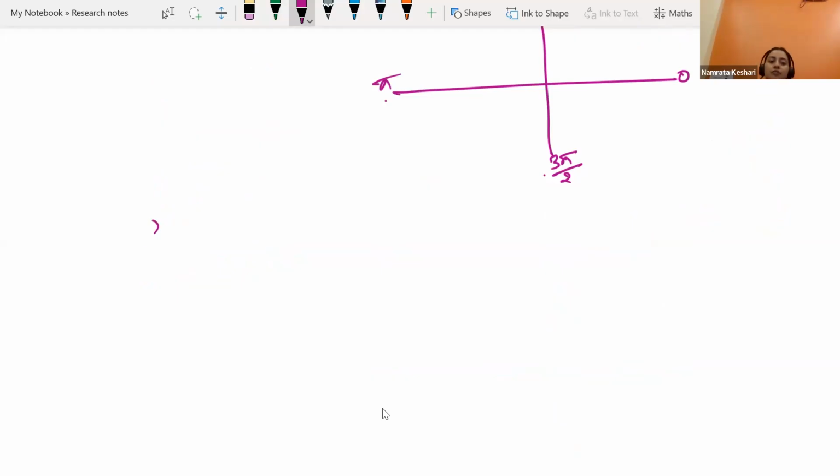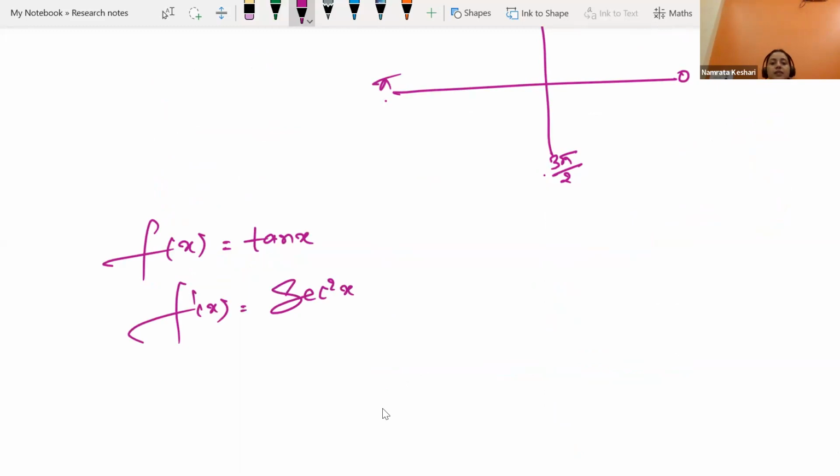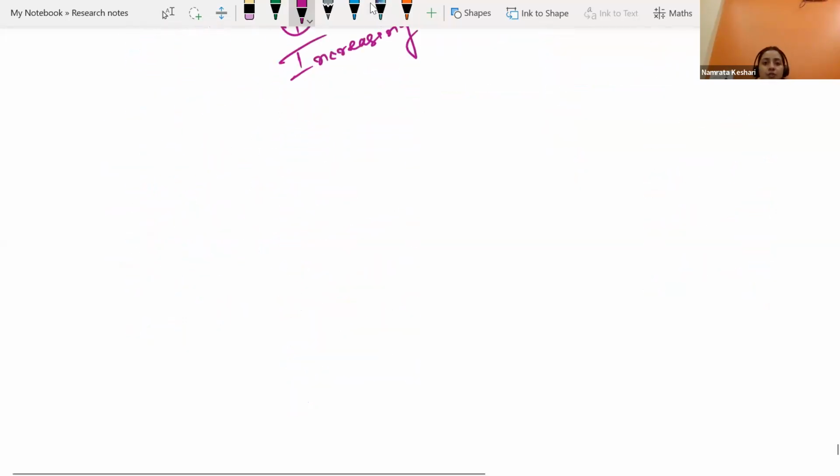F of x is tan x. Tan x derivative will be sec square x. Now x lies between 0 to pi by 2. Sec is positive in 0 to pi by 2, right? Yes, ma'am. So it is increasing. Any confusion, Fatima? No, ma'am. Okay. So this is how we'll be dealing with this type of question.